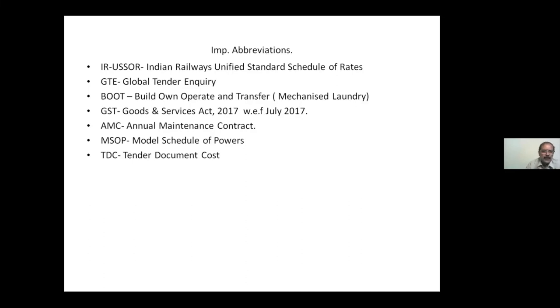What is TDC? Tender document cost. The tender document cost starts from 1000 rupees up to 25,000 rupees based on the value of the tender. Up to 5 lakhs, it is 1000. 5 to 20 lakhs, it is 2000. 20 to 50 lakhs, it is 3000. Like that. So this tender document cost will be recovered.